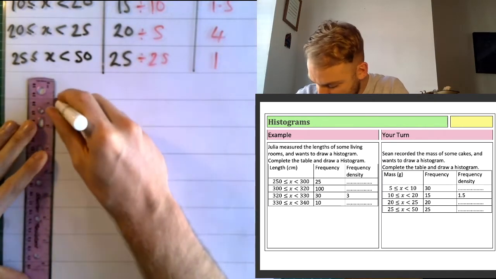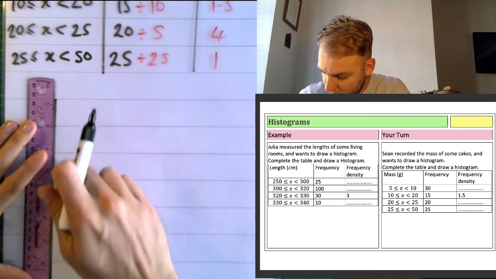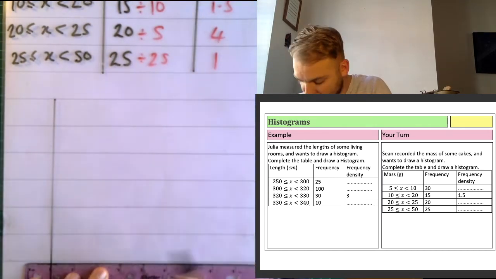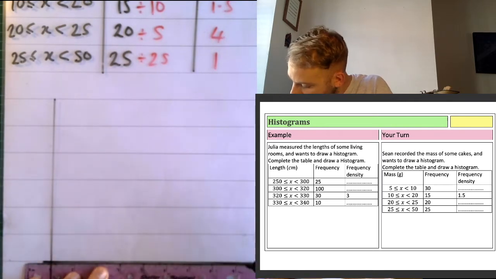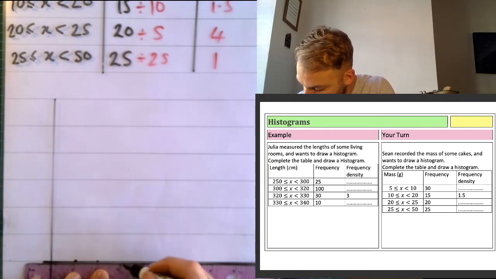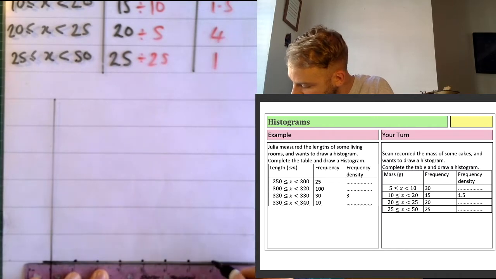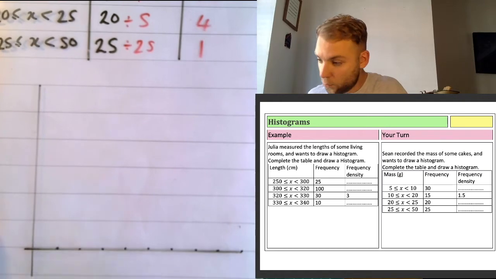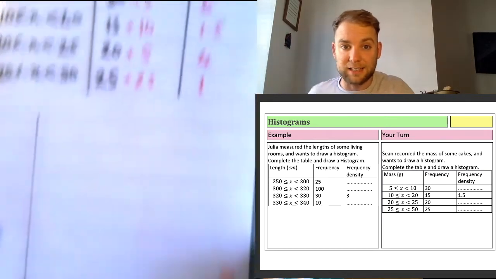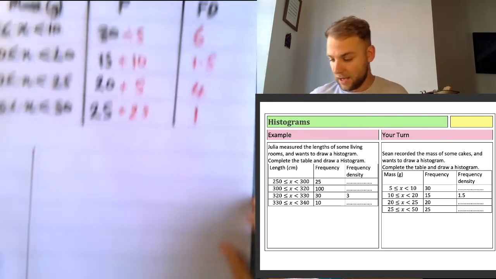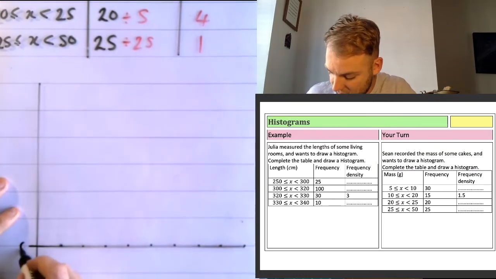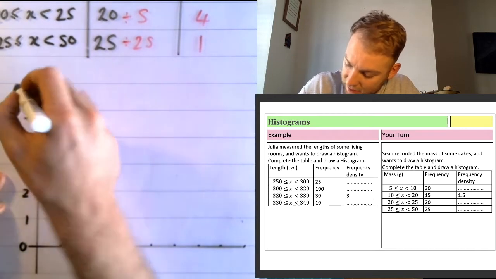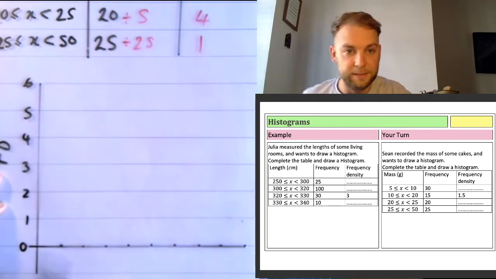Brilliant. So they're up by 6. So 1, 2, 3, 4, 5, 6. Super. And I need to go across by 9 because I'm going to go up in 5s. I'm using inches. So 1, 2, 3, 4, 5, 6, 7, 8, 9. Super. So we're going up to our highest frequency density, which is 6 there. So I'm going up by 6. So 0, 1, 2, 3, 4, 5, 6. And this is our frequency density.